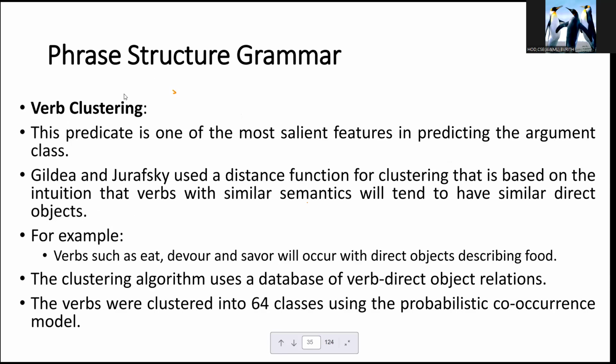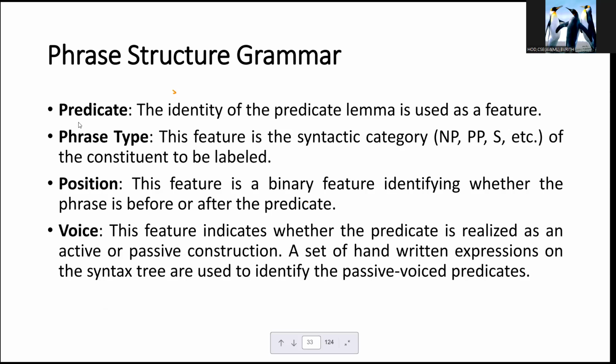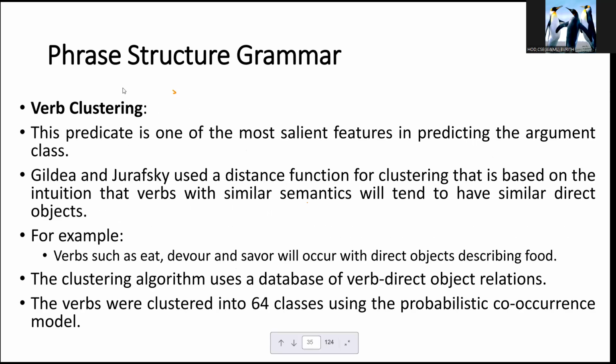And next is phrase structure grammar. Within this, the next feature is verb related clustering. Here we can group our verbs into different groups based on their features or properties, as we discussed in the previous one. For example, based on the phrase type, the position of the phrase, the voices, or their sense or context, we can make a group. So we can make a clustering.